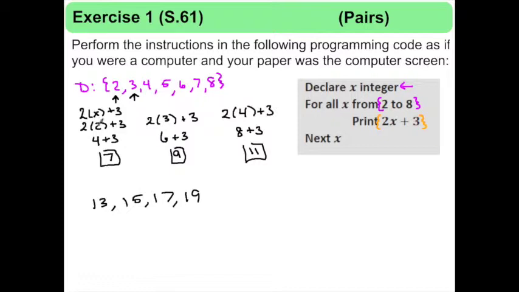So our final answers would again be 7, 9, 11, 13, 15, 17, and then 19. That would complete our 2, 3, 4, 5, 6, 7, 8 in the given domain.